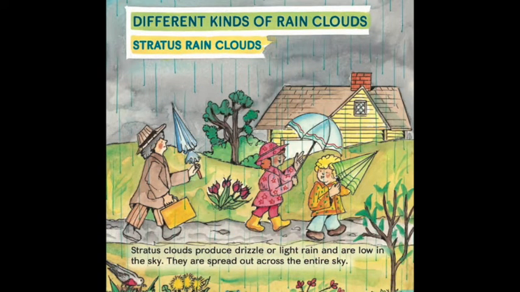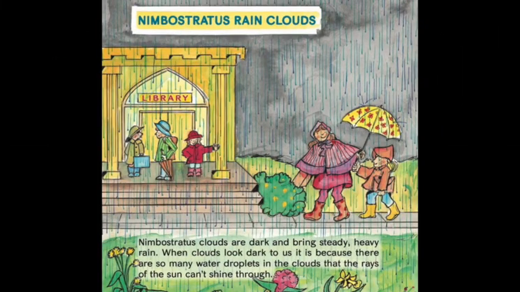Different kinds of rain clouds. Stratus rain clouds. Stratus clouds produce drizzle or light rain and are low in the sky. They are spread out across the entire sky. Nimbostratus rain clouds. Nimbostratus rain clouds are dark and bring steady, heavy rain. When clouds look dark to us, it is because there are so many water droplets in the clouds that the rays of the sun can't shine through.